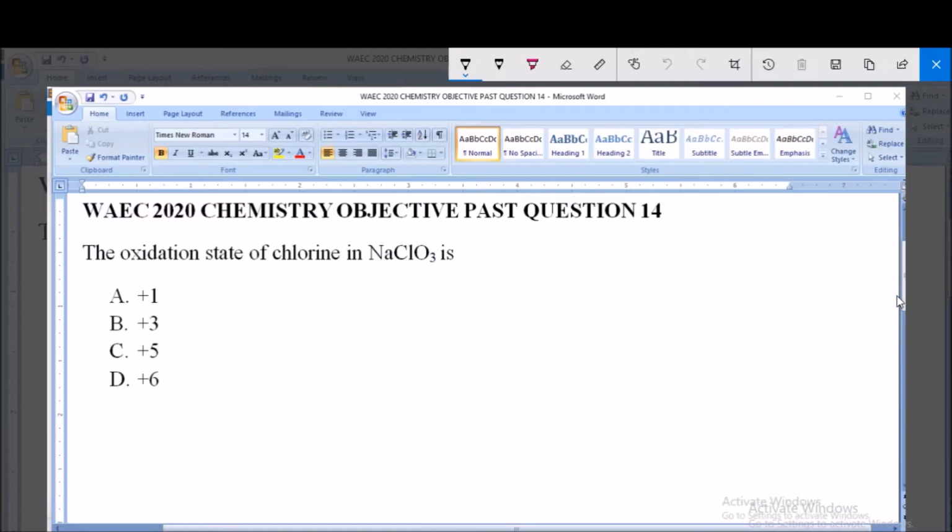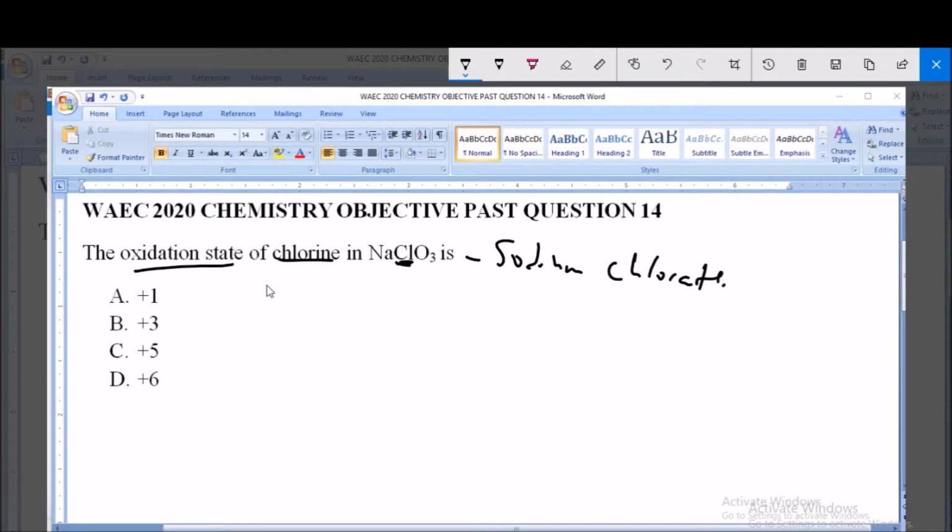Hello and welcome. I'm going to be answering WAEC 2020 Chemistry Objective Past Question 14. The oxidation state of chlorine in NaClO3, which is sodium chlorate, is A plus 1, B plus 3, C plus 5, D plus 6. So we're calculating the oxidation state of chlorine in this compound, sodium chlorate.